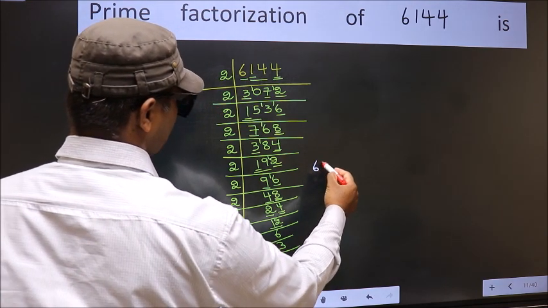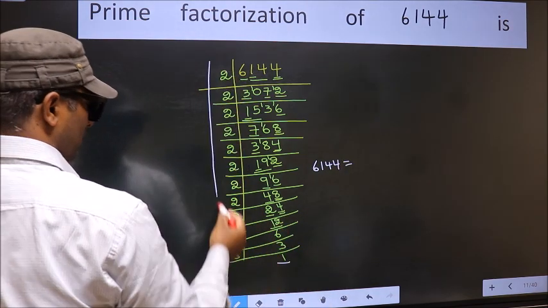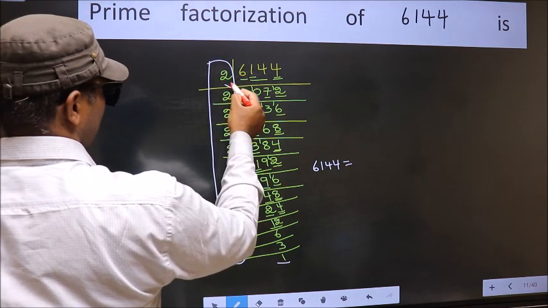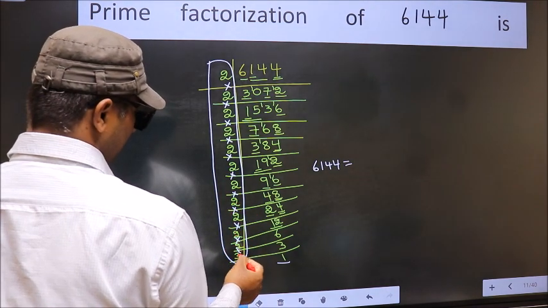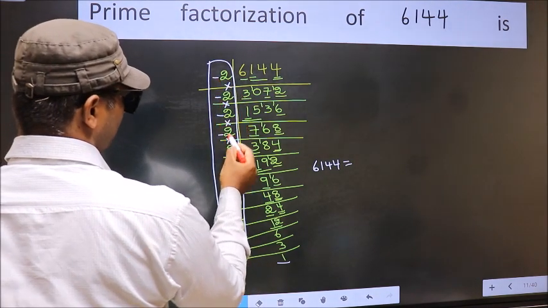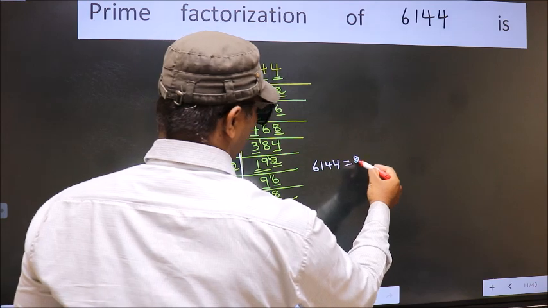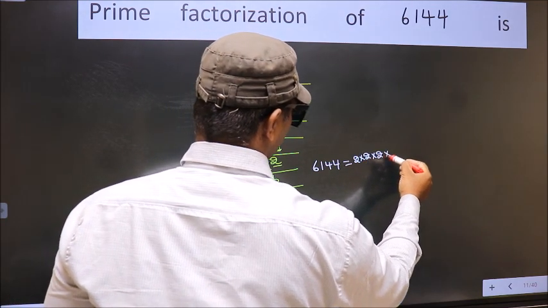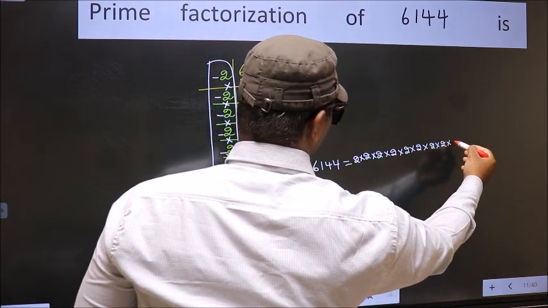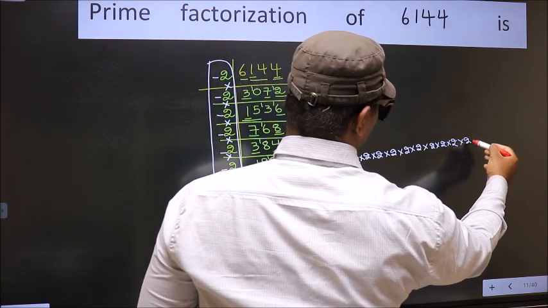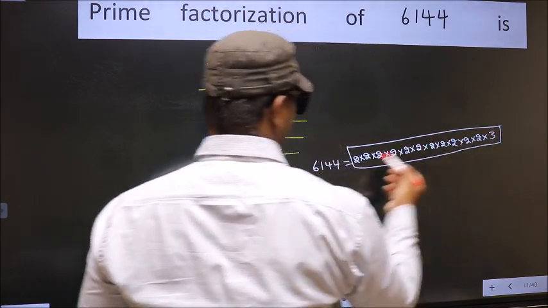So the prime factorization of 6144 is the product of these numbers. How many times did we get 2? 1, 2, 3, 4, 5, 6, 7, 8, 9, 10, 11. So 2 into 2 into 2, 2 into 2 into 2, 2 into 2 into 2, into 2 into 2 into 3. This is the prime factorization of 6144.